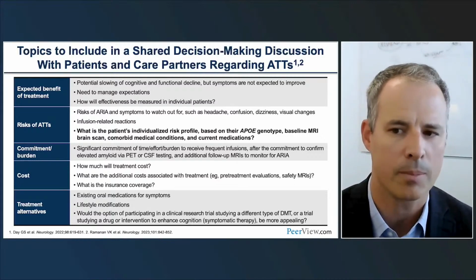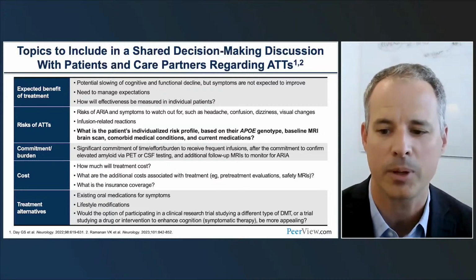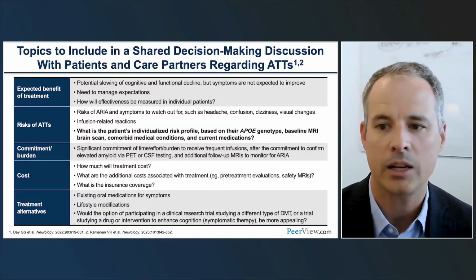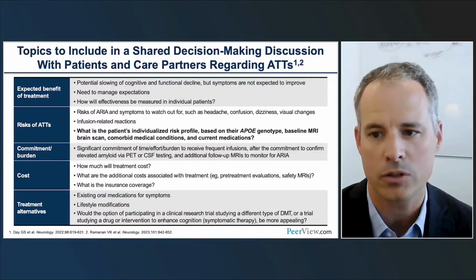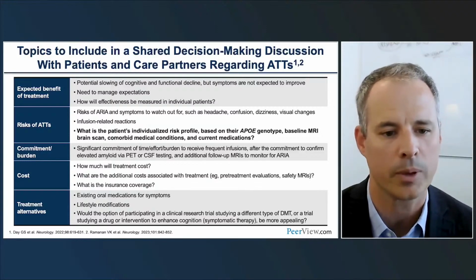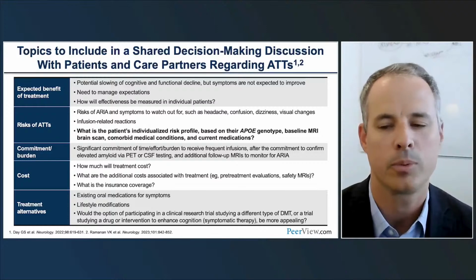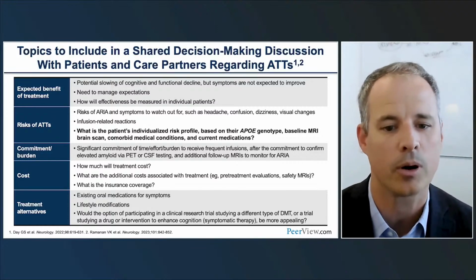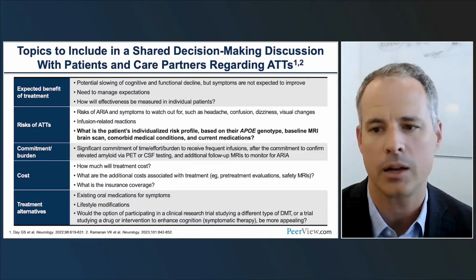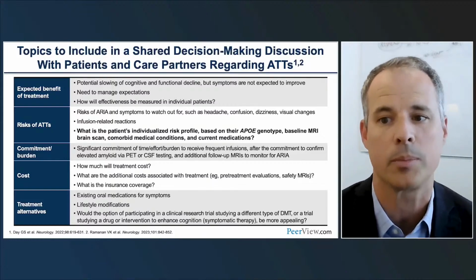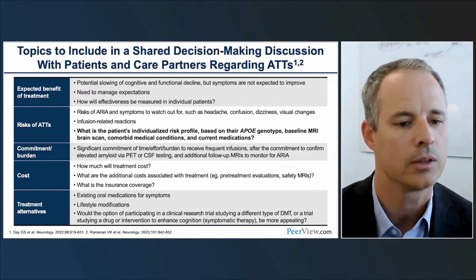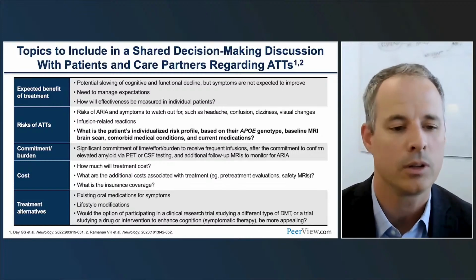I think this other part, the commitment and burden, is maybe just as big for a lot of patients. This is not an easy therapy. These drugs require frequent infusions. You have to live near an infusion center or travel to an infusion center on a regular basis. You have to get MRIs. You potentially may have to get a lot of MRIs if you develop ARIA. There's a lot involved here, and patients need to consider, do they want to take on all that burden in their life or not? And their family members who may be driving them back and forth want to take that on. The cost, it's a major concern.